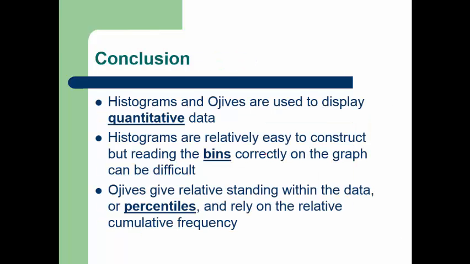All right. So in the end, histograms and ogives, really good ways to display quantitative data. And it's really good especially if there's a lot of data with histograms, right? Histograms allow us to show a lot more data very, very quickly.